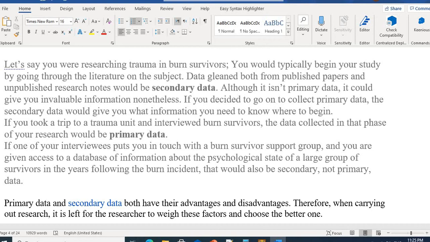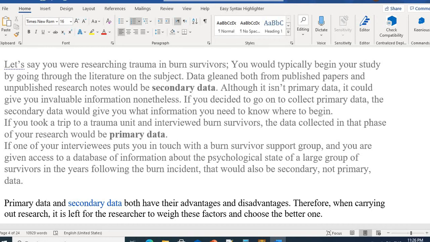If you took a trip to a trauma unit and interviewed burn survivors, the data collected in that phase of your research would be primary data. If one of your interviewees put you in touch with the burn survivor support group and you are given access to the database of information about the psychological state of a large group of survivors in the year following the burn incidents, that would also be secondary data, not primary data.